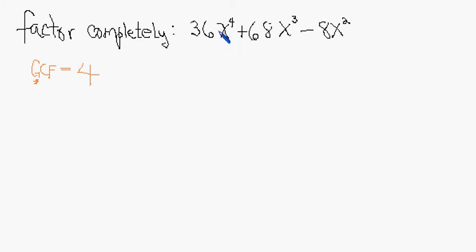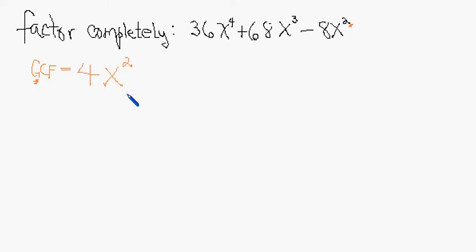Now, what about for the x's? x to the fourth, x to the third, and x squared? Well, it turns out that whenever you're looking for the GCF for these variables, it is usually the one that has the smallest exponent. So you notice that the one with the smallest exponent is x squared. So that's going to be part of my GCF. So now we have the GCF is 4x squared.